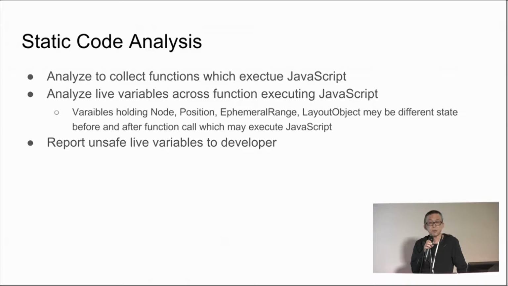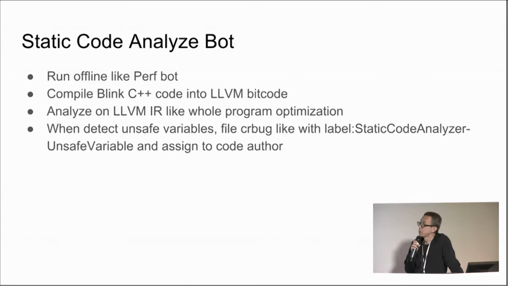each function. So if functions touch the node position, ephemeral range, layout object, and other kinds of things that JavaScript can corrupt, we report these unsafe write variables to the developer, or you guys, or to me. We hope this static code analyzer will be a bot, like a Pathbot.